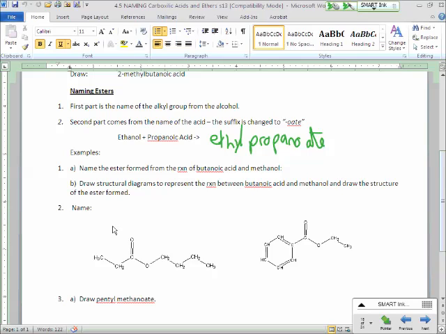Make sure everybody understands. Okay, so if you know what alcohol you're starting with and you know the acid, you can easily get the name of it. Here's another example. Name the ester formed from butanoic acid and methanol. What's its name going to be? Methyl butanoate. All right? Make sense? Okay.